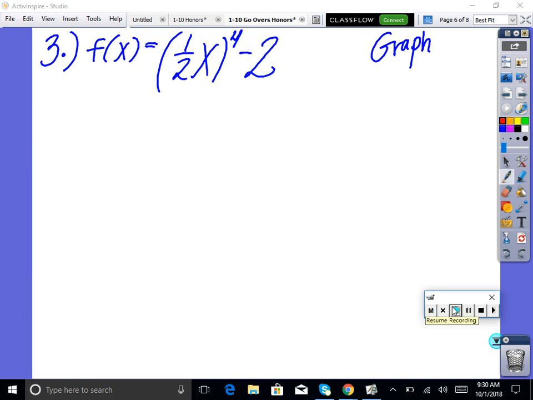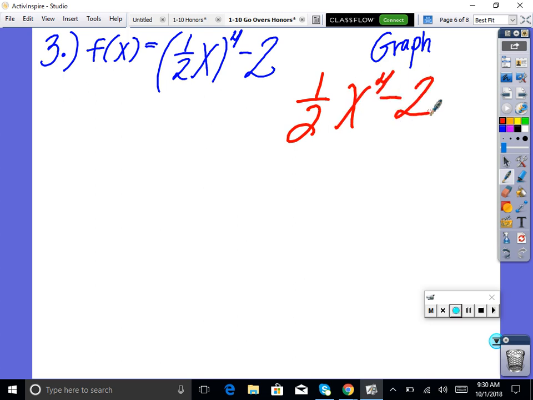Number 3 is kind of a trick question we don't see very often. Here's why. Usually we see it written like this: 1/2 x to the 4th minus 2. What's different here? 1/2 is also raised to the 4th power. So what's 1/2 raised to the 4th power? 1/16. So this is equivalent to 1/16 x to the 4th minus 2.